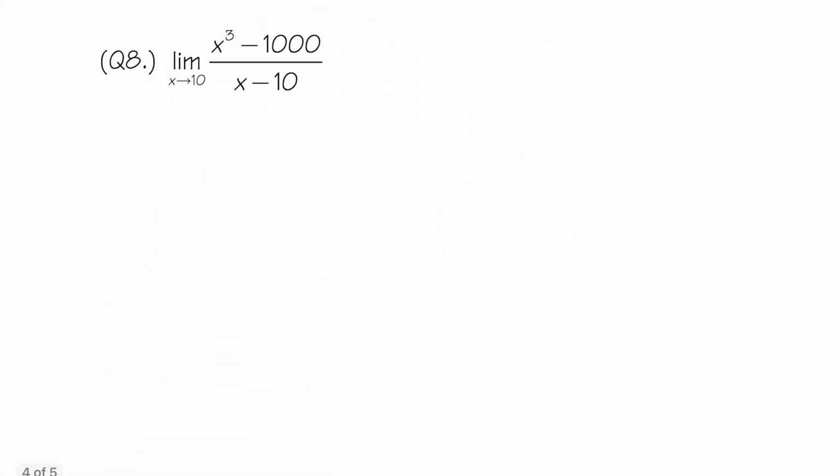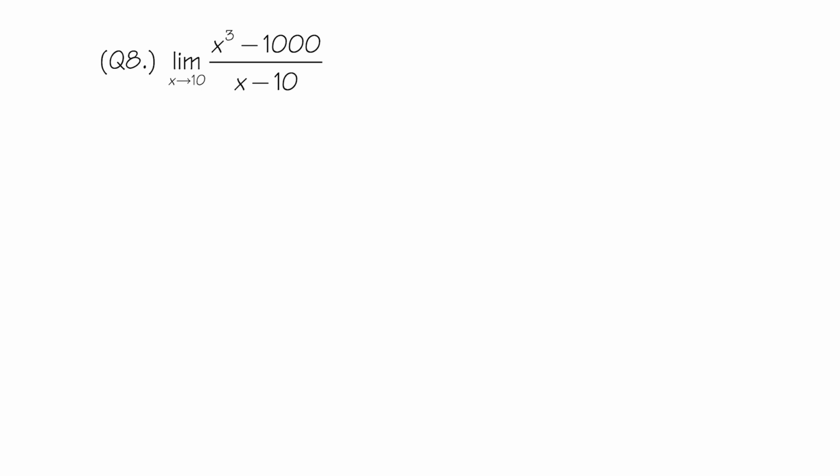Now, number 8. We have a difference of 2 cubes. X to the third power minus 1000 over x minus 10. So what do you think we should do? Done? Cool. We have 2 ways to do it. Some people will prefer to use the long division. Some people prefer to factor. I will do it by factoring, I would say.